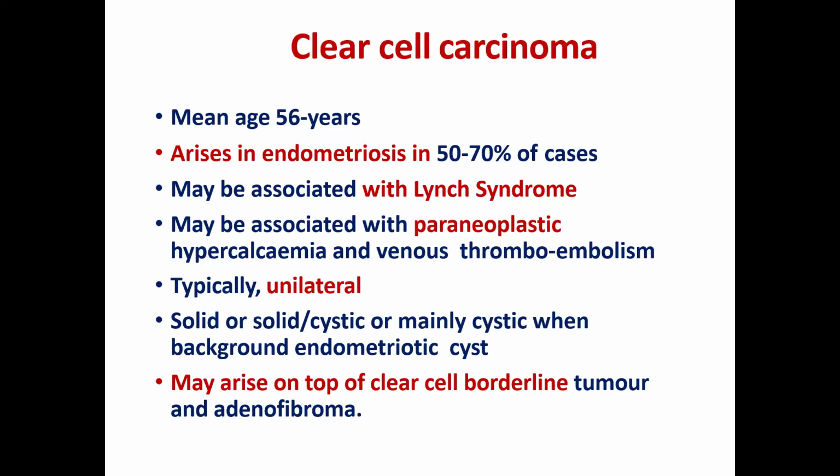The mean age is 56 years. It arises in endometriosis in 50 to 70% of cases, may be associated with Lynch syndrome, and may be associated with paraneoplastic hypercalcemia and venous thromboembolism. It is typically unilateral, as a solid, solid-cystic, or mainly cystic mass when in the background of an endometriotic cyst, and may arise on top of a clear cell borderline tumor and adenofibroma.